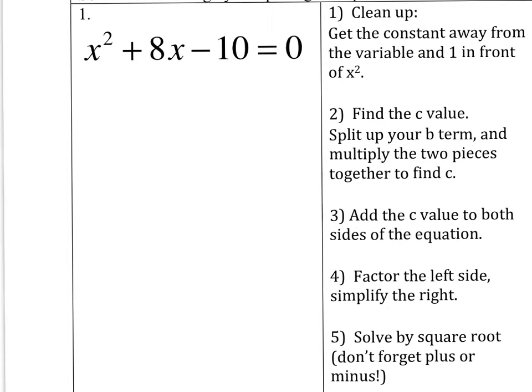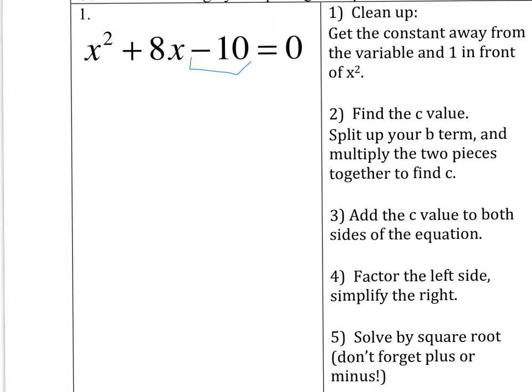Next up, we've got some completing the square. This is going to have some steps here to help you remember what to do. These will not be provided on the spiral itself. First up, on the left side, I've got to get the constant away from the variable, and make sure there's 1 in front of x squared. So there's 1 in front of x squared already.